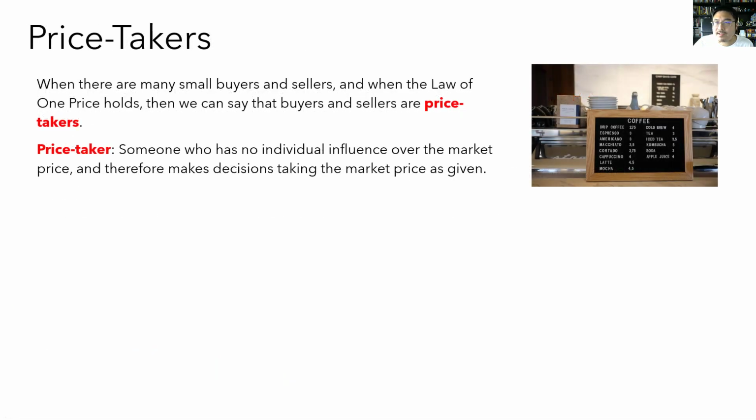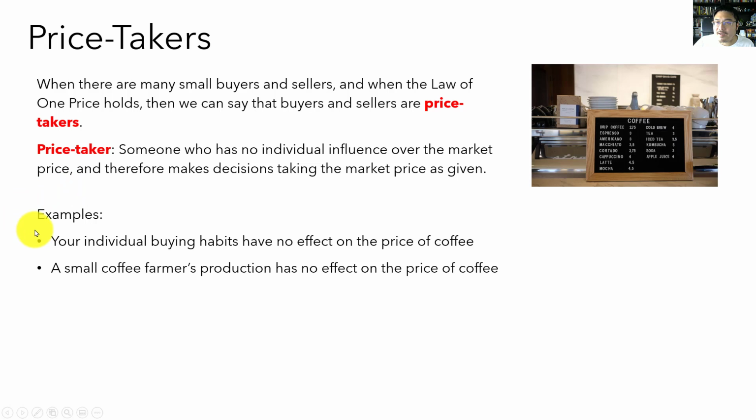Okay, one last thing to talk about the setting before we actually get into supply and demand. And this is that when the buyers are small and the sellers are small, and when the law of one price holds, then we can say that buyers and sellers are what's called price takers, okay? And the definition of a price taker is that a price taker is someone who has no individual influence over the market price, okay? So they can't really influence the market price either up or down. And because of that, they just make decisions taking the market price as given. And I think that's easy for us to understand, right? Because in real life, most of us are price takers in the markets in which we participate.